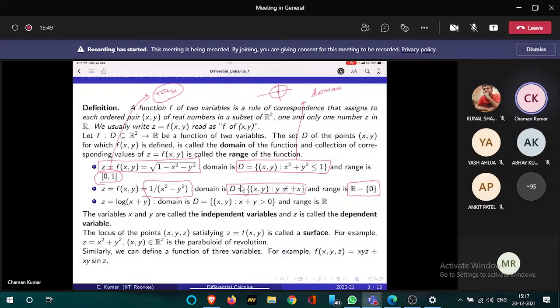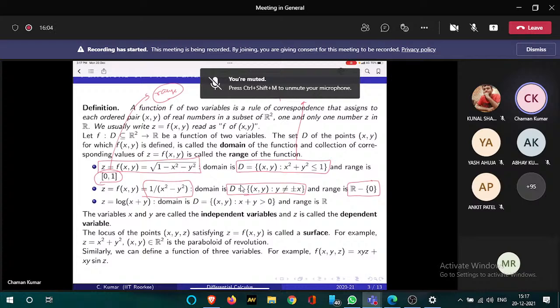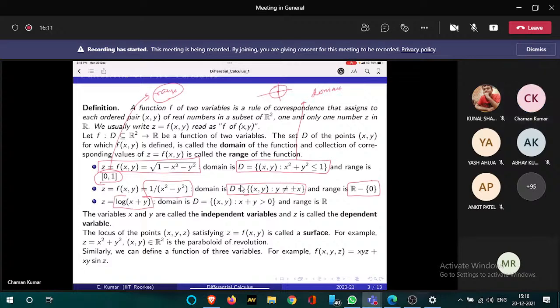This function will take 0 value only when the denominator is infinity, which is not possible. We do not want x and y to be infinity. So the range is all real numbers except 0. Similarly, in the third example, the domain of the function is all x, y such that x plus y is strictly greater than 0, and the range of this function is the whole real line.